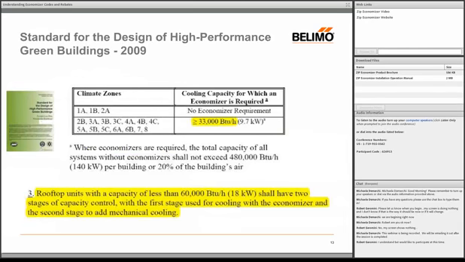Switching gears a little bit to the Standard for the Design of High-Performance Green Buildings, or the Green Buildings Bible, as some people refer to it, in 2009. What they've done is drop the threshold at which an economizer is required to 33,000 BTUs. They also included a note that said rooftop units with a capacity of less than 60,000 BTUs shall have 2 stages of capacity control: the first stage for cooling with the economizer, and the second stage to add mechanical cooling.